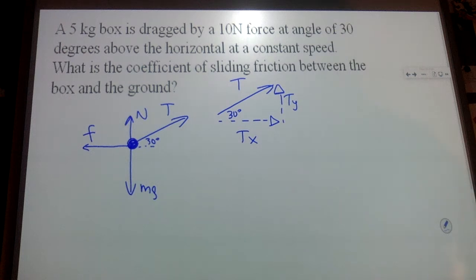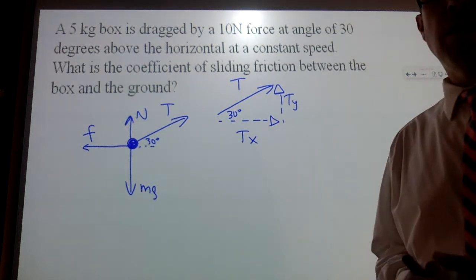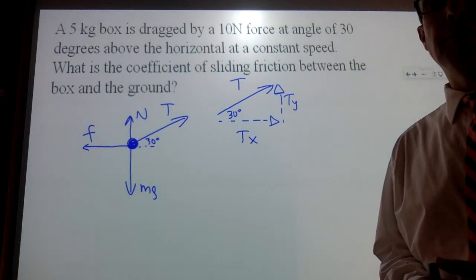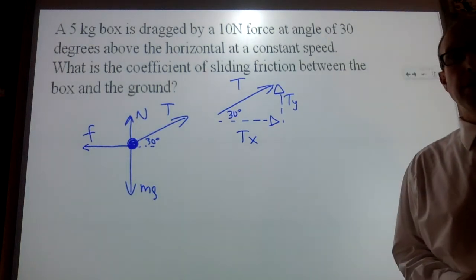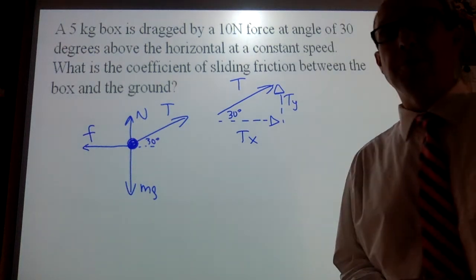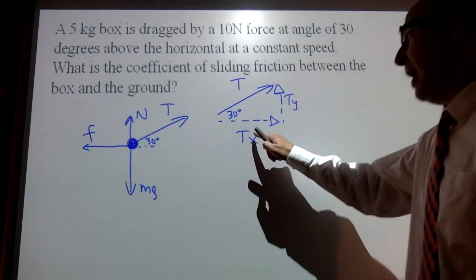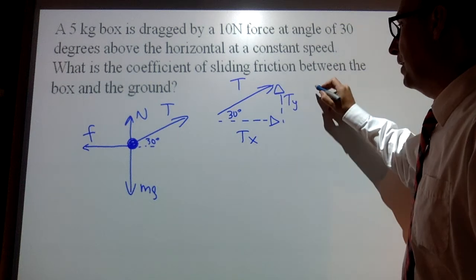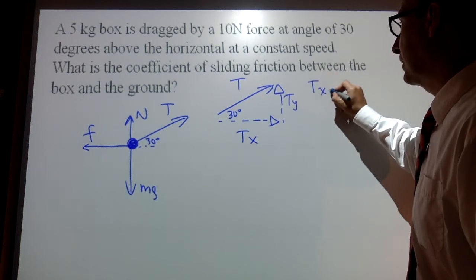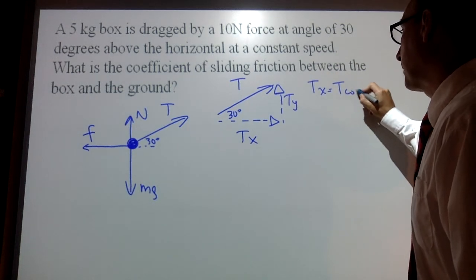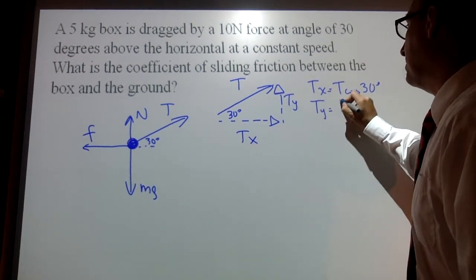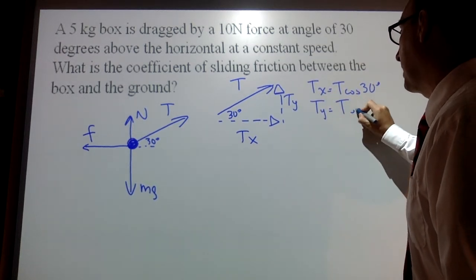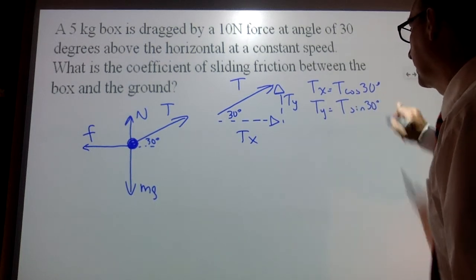And I'm saying that Tx and Ty, even though they're not real, are vectors that could take the place of T together. They do the same thing as T. They are its components you can resolve it into. T of x is my adjacent side, and so I know that T of x is going to be T times cosine of 30. T of y is my opposite side, so I know T of y is going to be T sine 30.